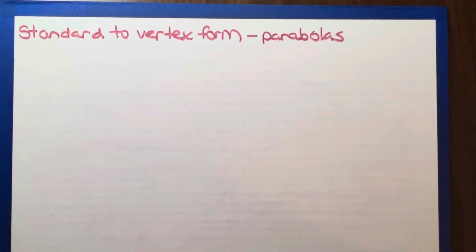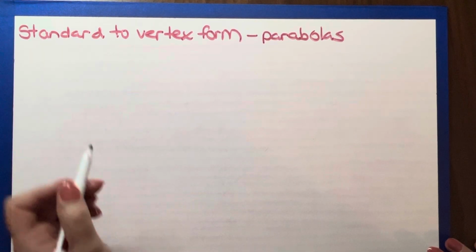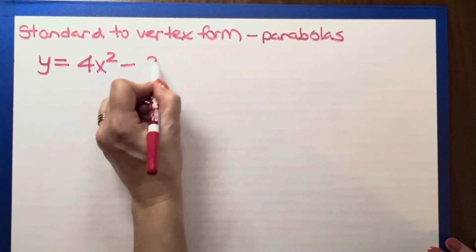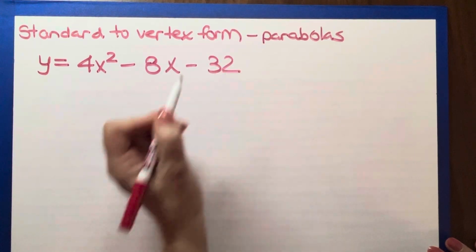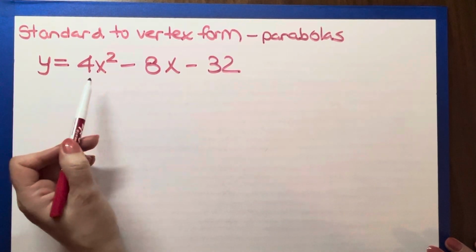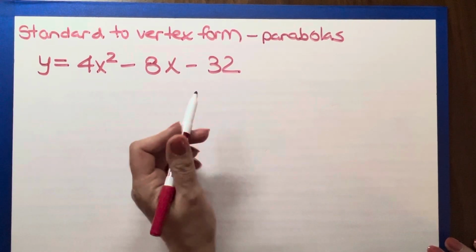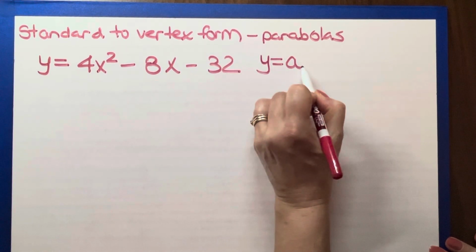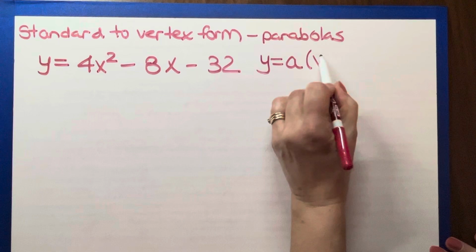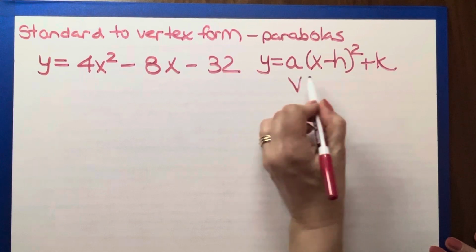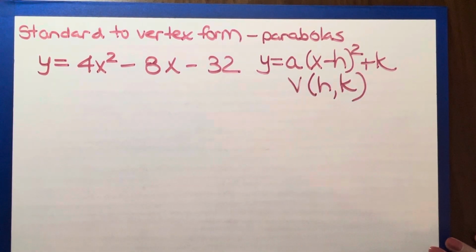Today's topic is parabolas and how we change the equation of a parabola from standard form to vertex form, and we will be doing that by completing the square. So here's a parabola that is in standard form. What that means is that it's in y equals ax squared plus bx plus c form. And we are going to turn that into vertex form, which looks like this. y equals a times (x minus h) squared plus k, where the vertex is the (h, k) values.